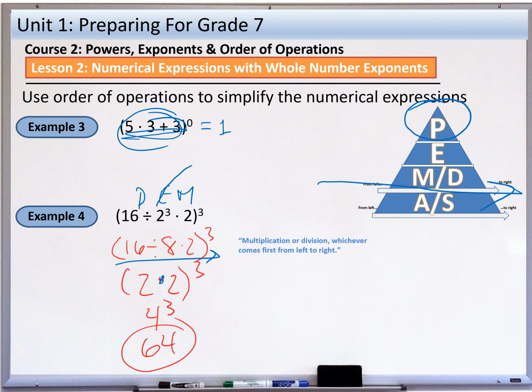All right, this is an example of multiplication not coming before division. It depends on whichever one you see first from left to right. So we'll continue this in the next video.